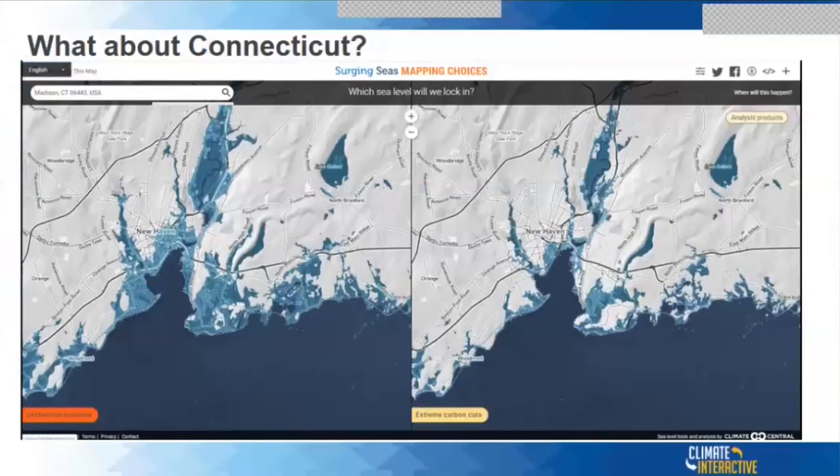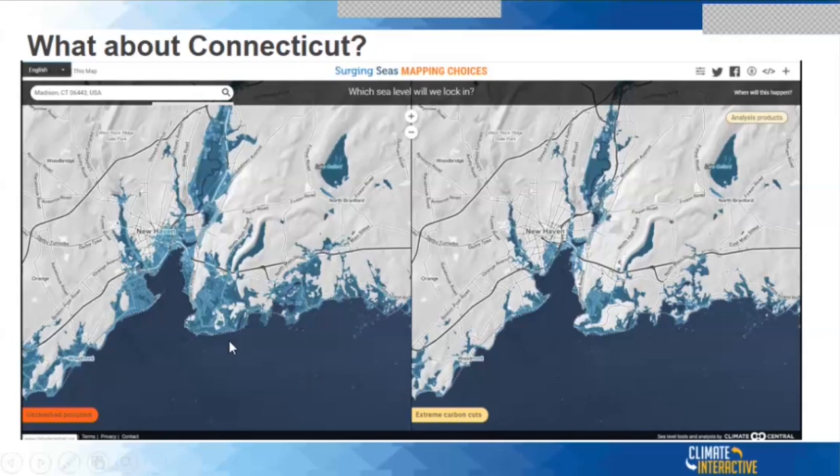So when we think in terms of Connecticut, we want to know, well, what's happening here? So this is what you can do in Connecticut terms. You can go to what is called Surging Seas, and you can also put in the Connecticut area. I put into the projector Madison, Connecticut. So we have the area from Madison all the way down through New Haven that was projected for flooding.